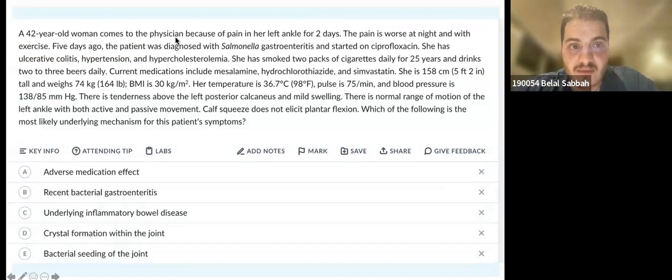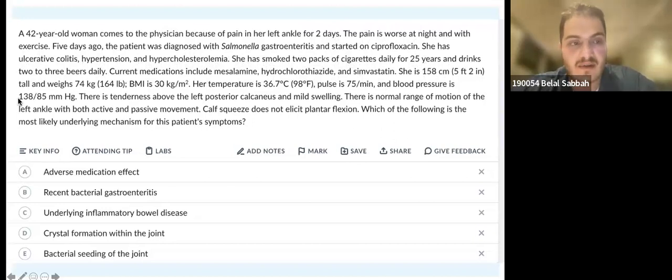A 42-year-old woman comes to the physician because of pain in her left ankle for 2 days. The pain is worse at night and with exercise. 5 days ago, the patient was diagnosed with salmonella gastroenteritis and started on ciprofloxacin. Okay, so the drug is ciprofloxacin. She has ulcerative colitis, hypertension, hypercholesterolemia, and has smoked 2 packs of cigarettes daily for 25 years and drinks 2 to 3 beers daily. Current medications include mesalamine, hydrochlorothiazide, and simvastatin. I don't think you guys have to worry about this. You don't know them, so just ignore it.